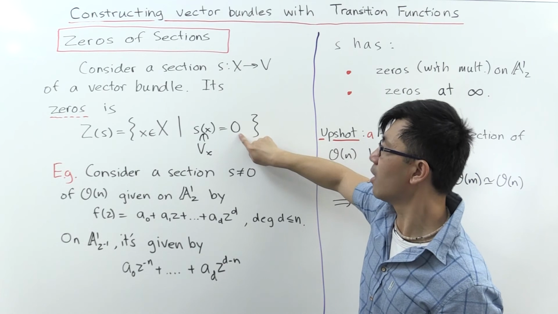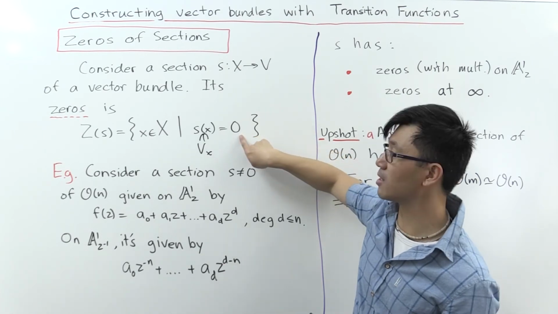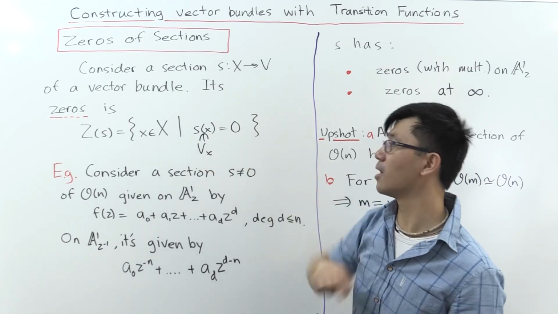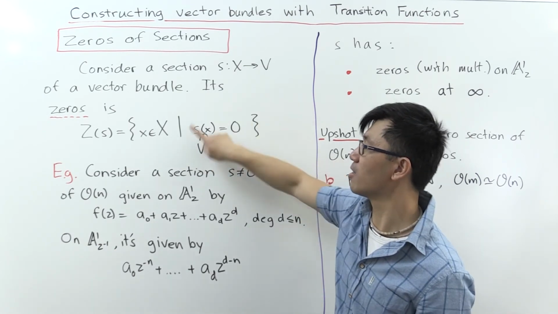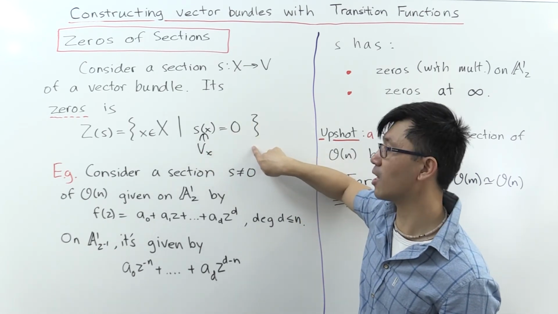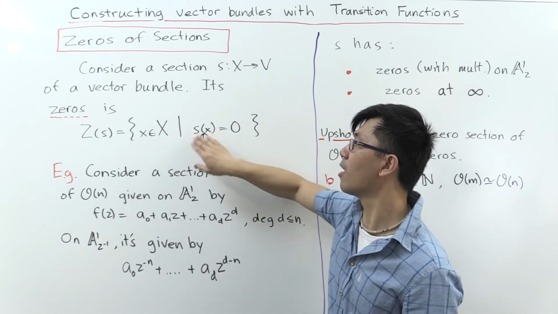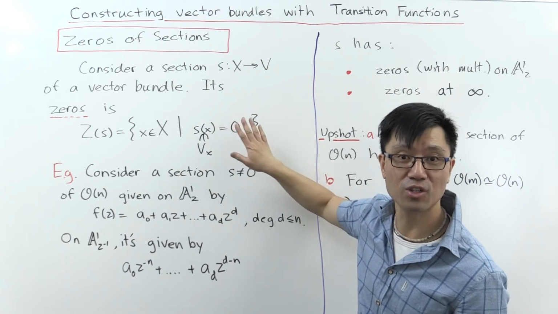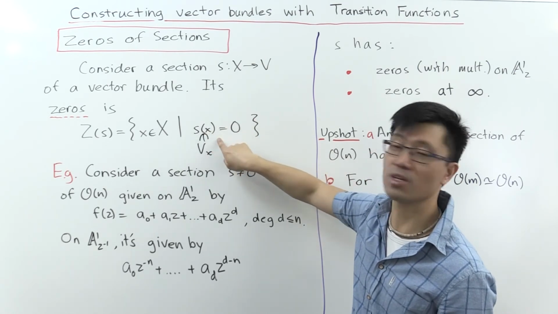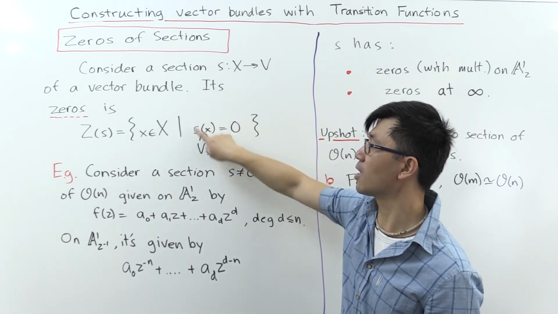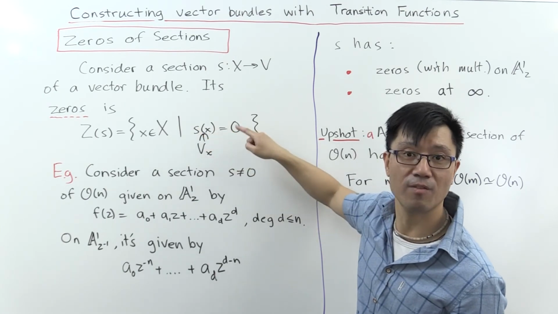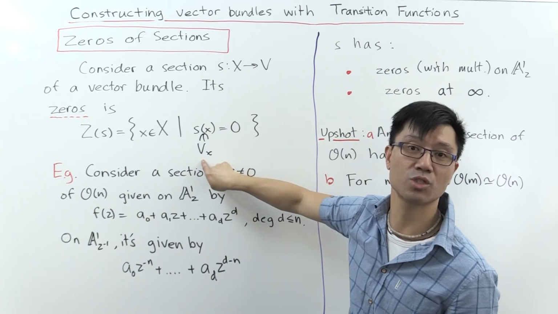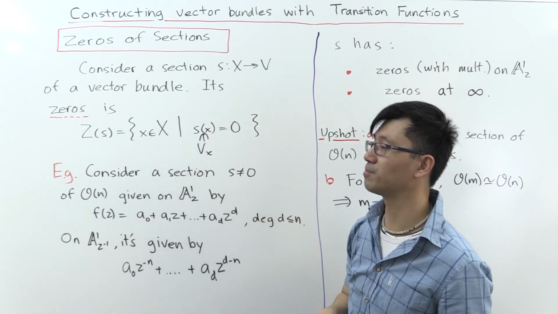So here the notation 0 means something different depending on x. It's the 0 inside the vector space Vx. But nevertheless, this definition makes perfect sense. You can ask, when does this section take on the value 0? Unlike a function, you can't say when does this value s of x take on a value like 1 or 2, but 0 is okay because that's a distinguished element of this vector space.